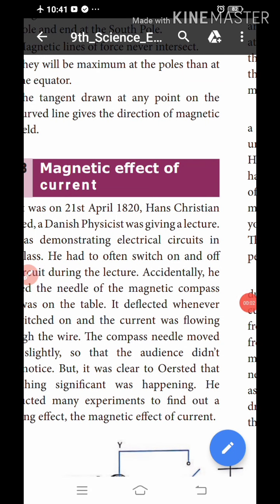Good morning students. Today's video is going to be about the magnetic effect of current.